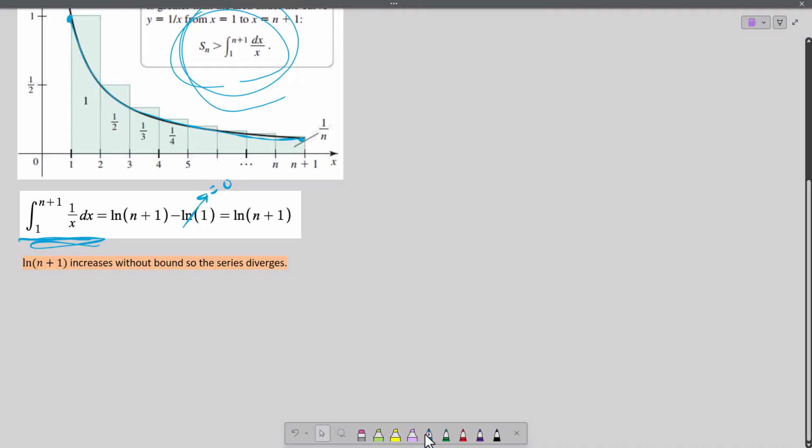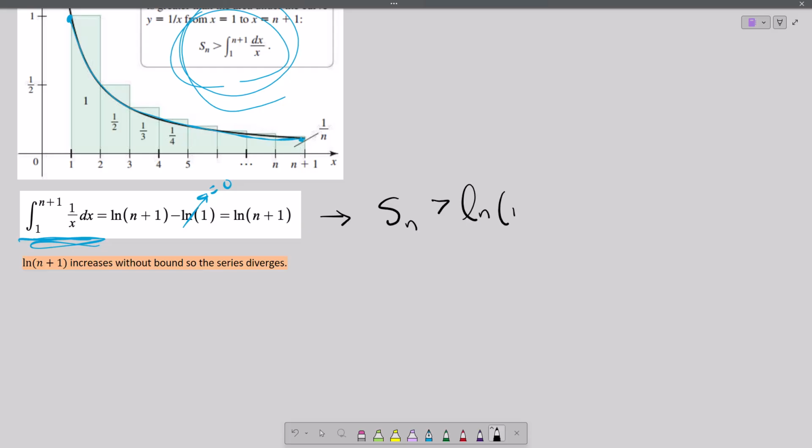So S sub n is larger than natural log of n plus 1. That's what that's saying. The green rectangles add up to more than what's underneath the curve. Now to find S, we take the limit of both sides.